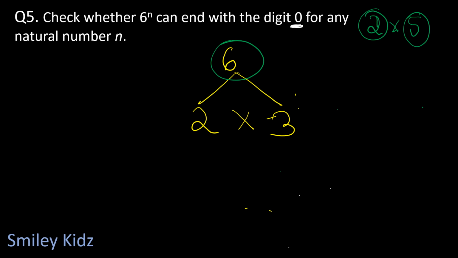Now you might tell me that, okay, fine, we have 2 as a common factor. But wait, 5 is not at all a prime factor of 6, isn't it? So, 6 to the power of n can never end with the digit 0 for any natural number n. That's because the prime factorization of 6 does not contain the number 5. As simple as that.